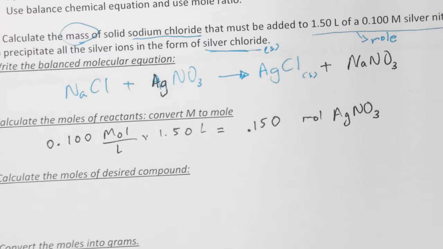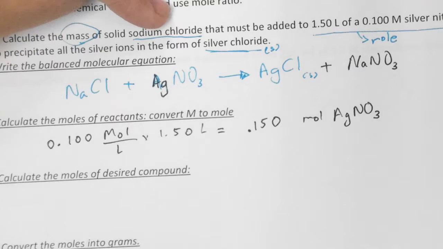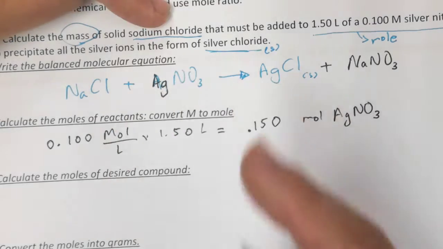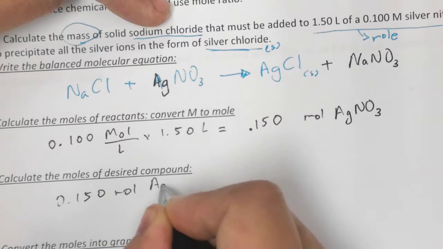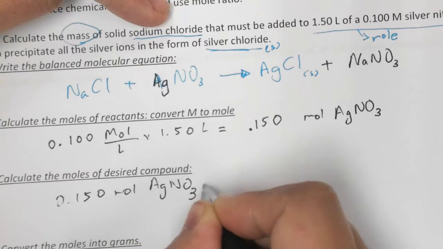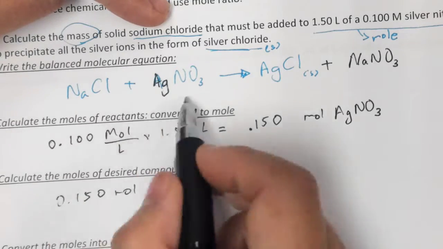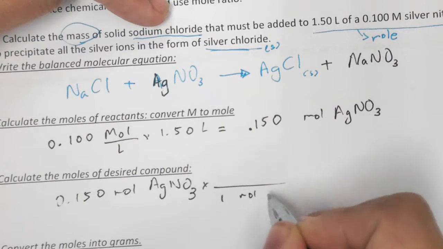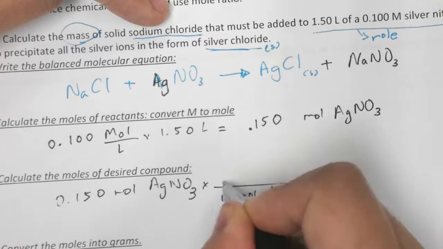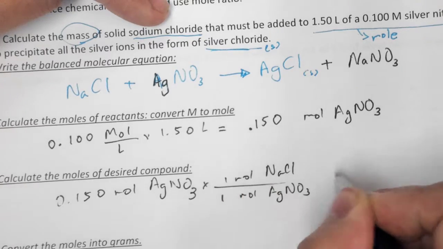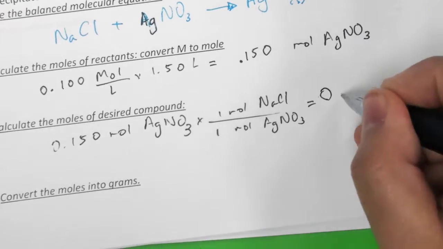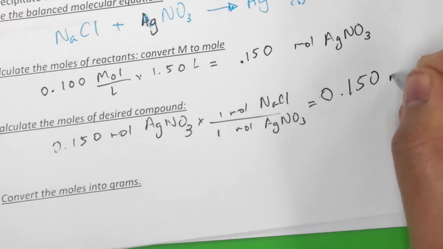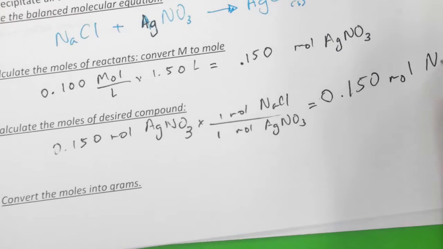Okay, now we need to calculate the mole of the desired compound. The desired compound that we're looking for is the sodium chloride. So we're gonna convert that to the sodium chloride. So we're gonna say 0.150 mole of AgNO3, well, in this case, you know that they are 1-to-1 ratios. 1 mole of AgNO3 is gonna give you 1 mole of NaCl. Obviously, if you're doing multiple choice, you don't have to show all these steps, but because I'm showing you free response and I'm also showing you how to write them, you should definitely have some of these steps in there.